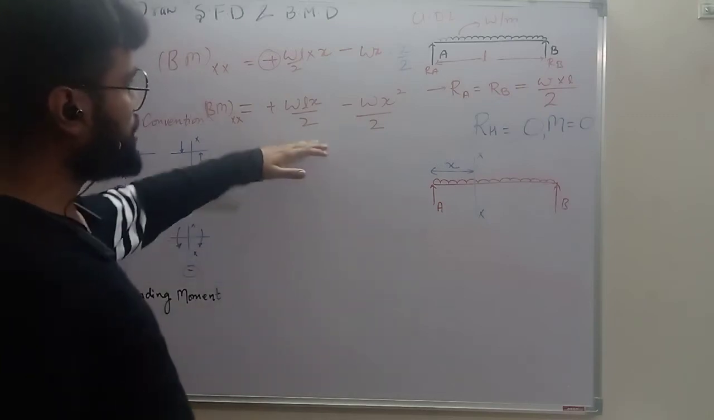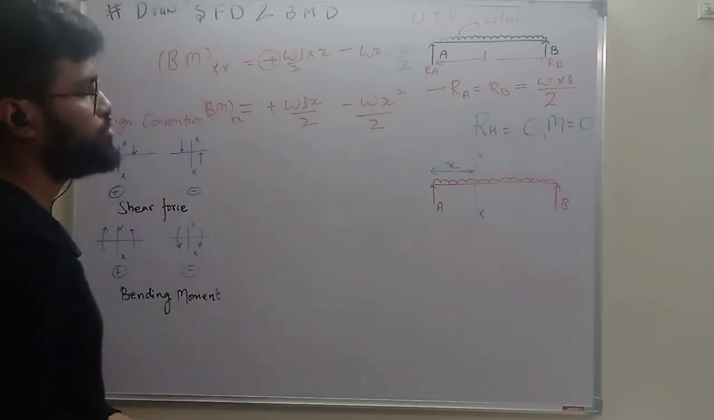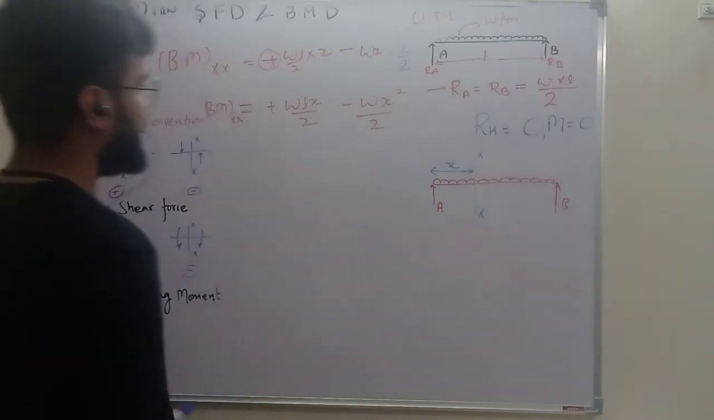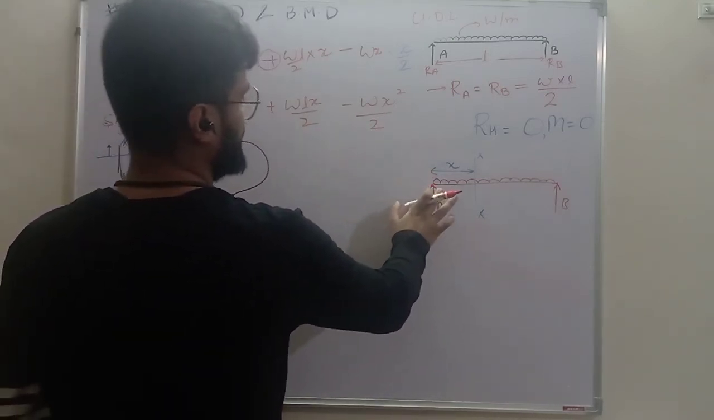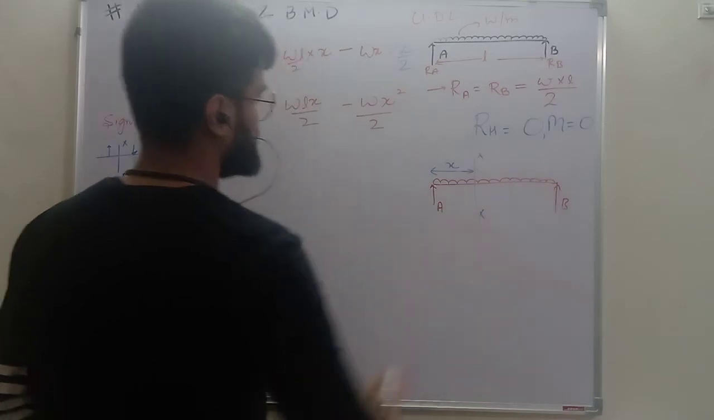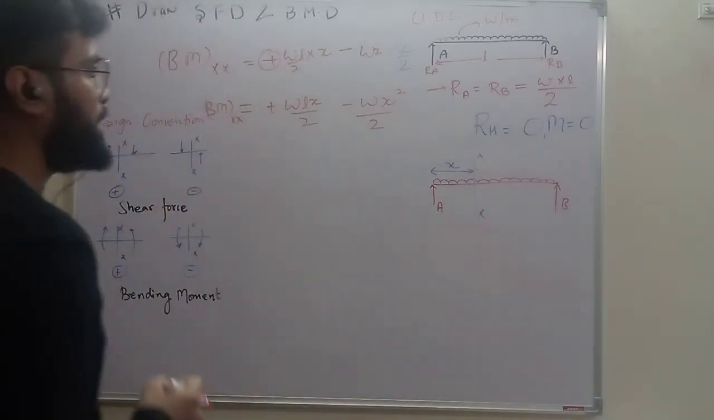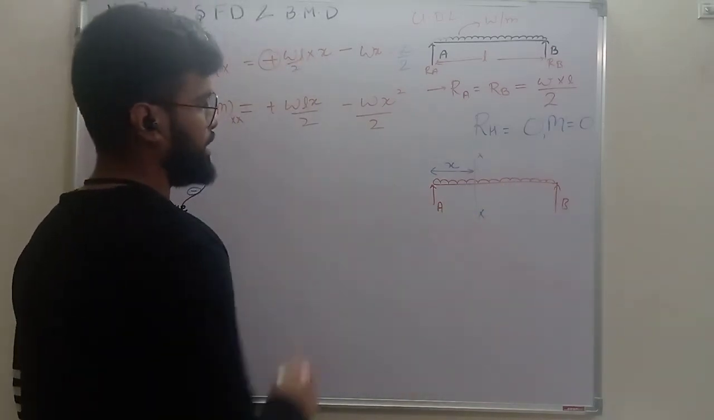So this is very simple. We have written the equation for the bending moment. Now we will find the bending moment at different positions. We will take sections at the center and different locations. Then we will get the values of the bending moment, and then we can draw the bending moment diagram.